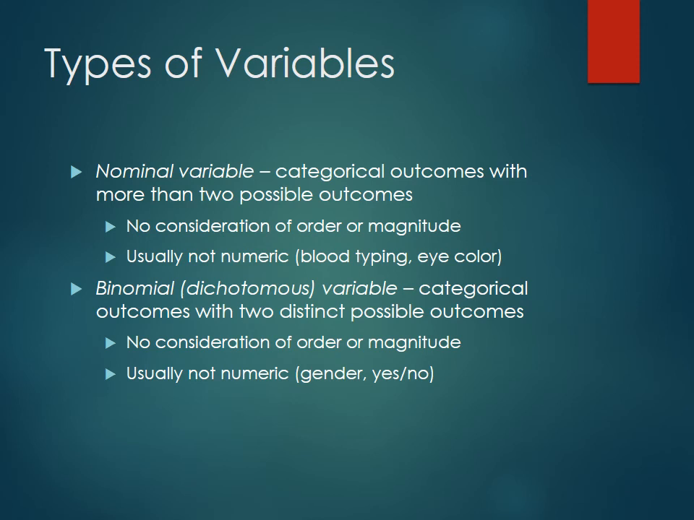Now, if there's only two nominal variables, like male versus female, that could also be called a binomial or dichotomous variable. So you can frequently see that, like in yes/no types of studies, things like that. So again, no inherent order or magnitude to the differences there. Okay.